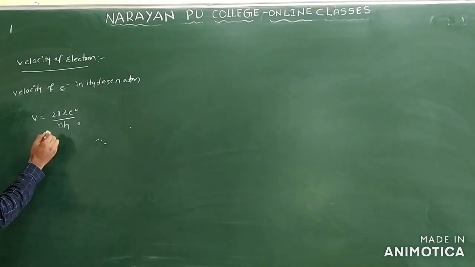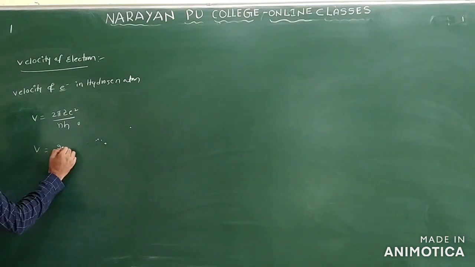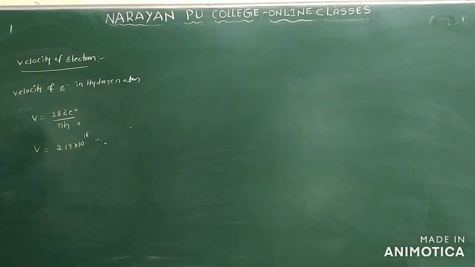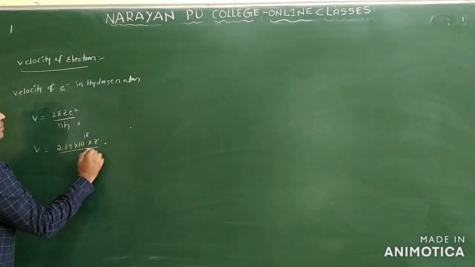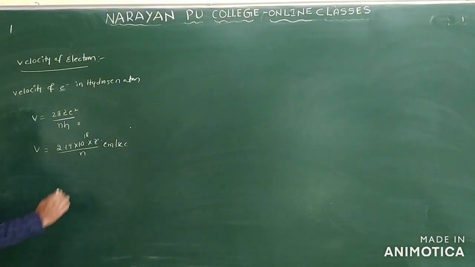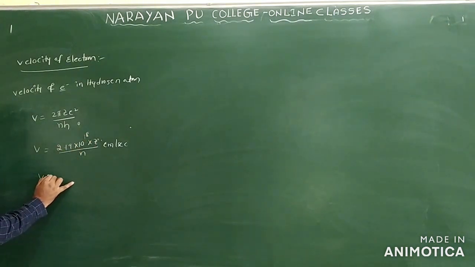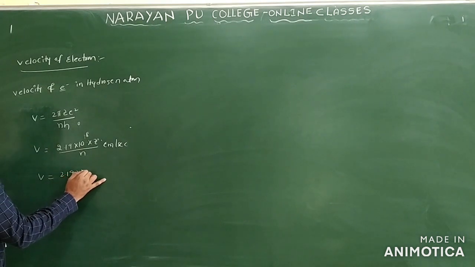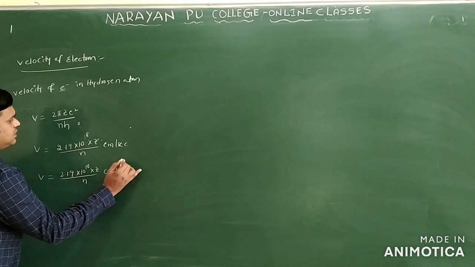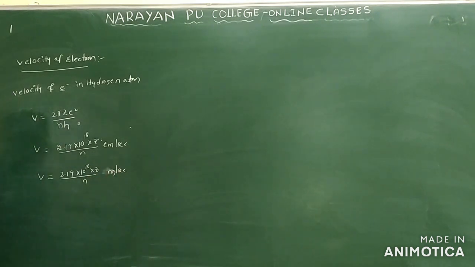If you substitute all the values here, pi value, Z value, e value, n value, h value, you will get 2.19 into 10 power 8 into Z by n centimeter per second. Sorry, this is not 18, this is 8 only. Now we can write the value in the form of meters: 2.19 into 10 power 6 into Z by n meter per second.